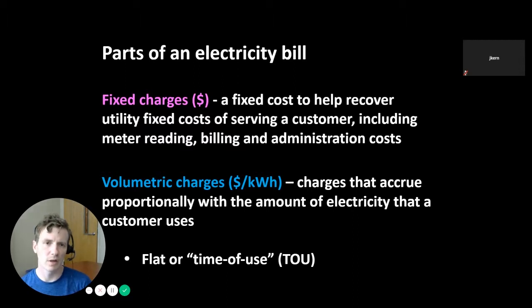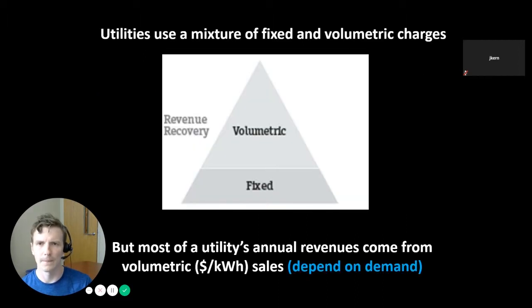So it's sort of like a connection fee. The other part of our bill is volumetric. So we're going to pay some amount of money per kilowatt hour that we use. So the more electricity that we use, the higher our volumetric charges are. And so these can be flat or time of use.